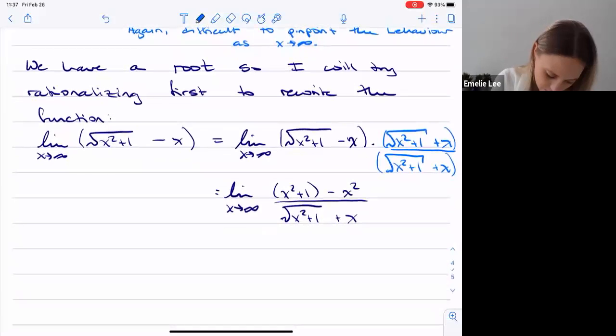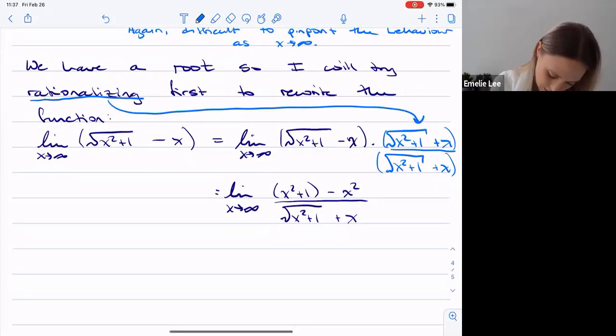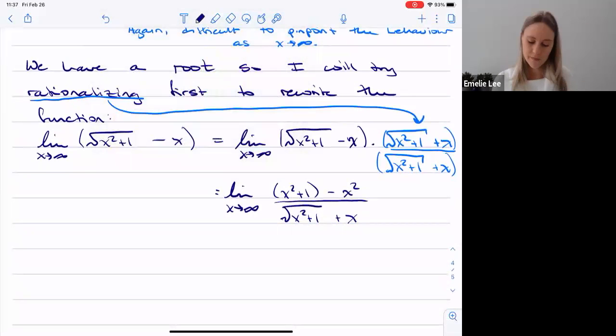And maybe what I'll do is I'm going to underline rationalizing and just put an arrow there to show that that's what I'm doing. Hindsight. Okay. So now I see something really fun happening here. x squared plus 1 minus x squared, that just leaves me with 1, right? And then I have 1 over a bunch of x's going to infinity. Well, I know how that behaves, right? 1 over x going to infinity is going to zero out, right?